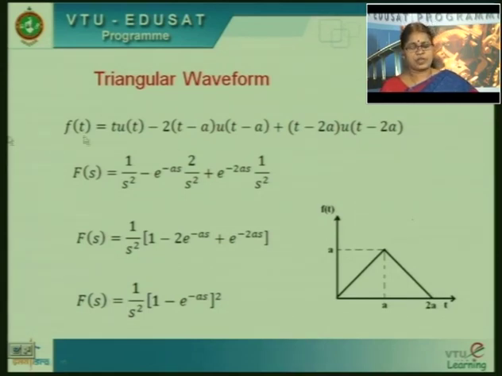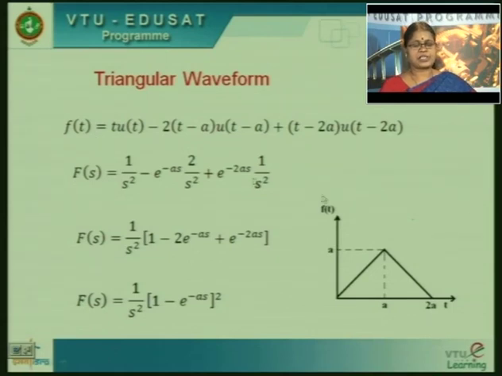So, if I put it in equation form, I can write f of t is equal to t into u of t minus 2 times (t minus a) u of (t minus a) plus (t minus 2a) u of (t minus 2a). So, this is the equation which describes this function.